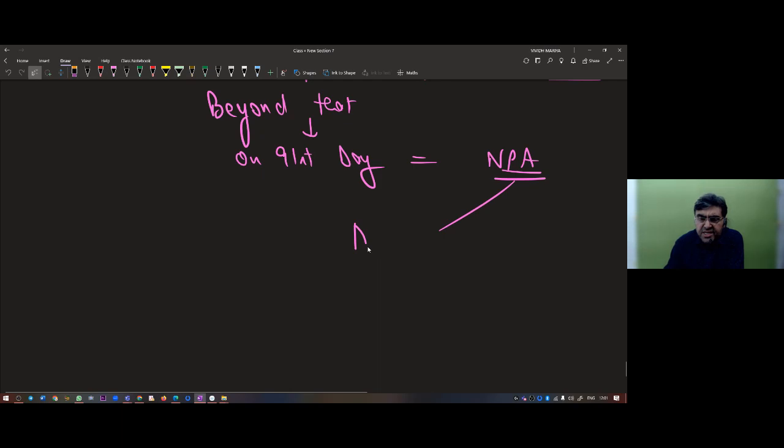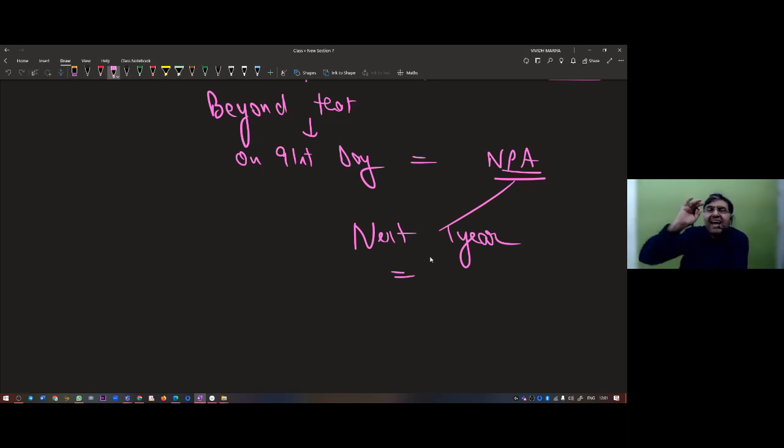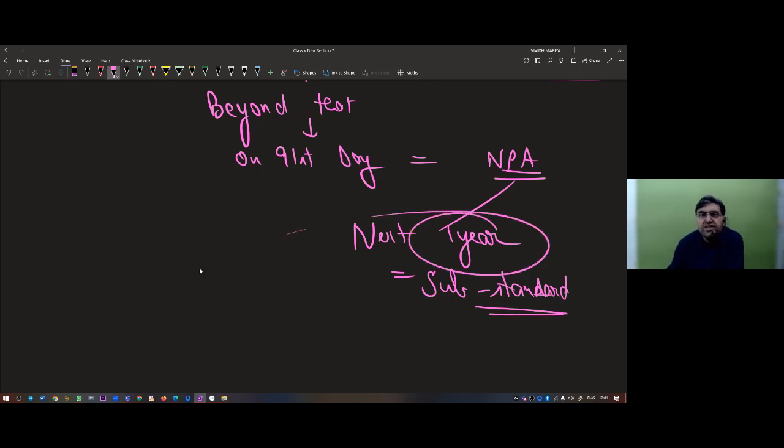Next 1 year, they will be called non-performing category 1 substandard asset. So 3 months plus 1 year, it is substandard. 3 months of performing and 1 year of non-performing. Up to 15 months, if any loans are overdue for 15 months, they are substandard. Beyond that, they will become doubtful.